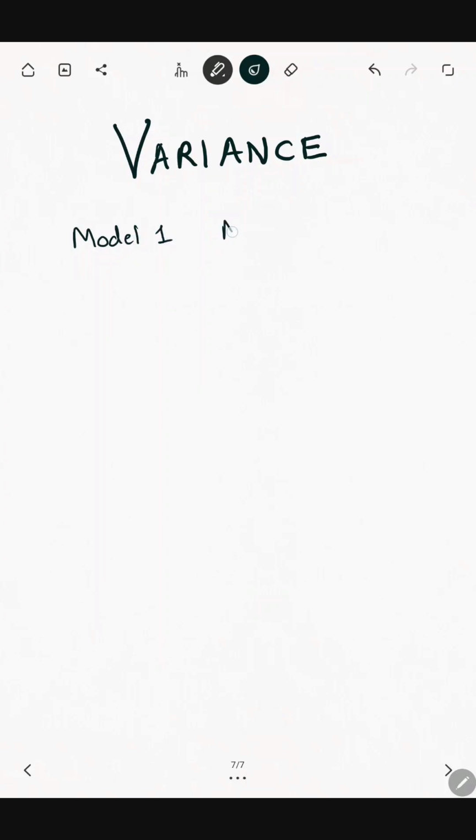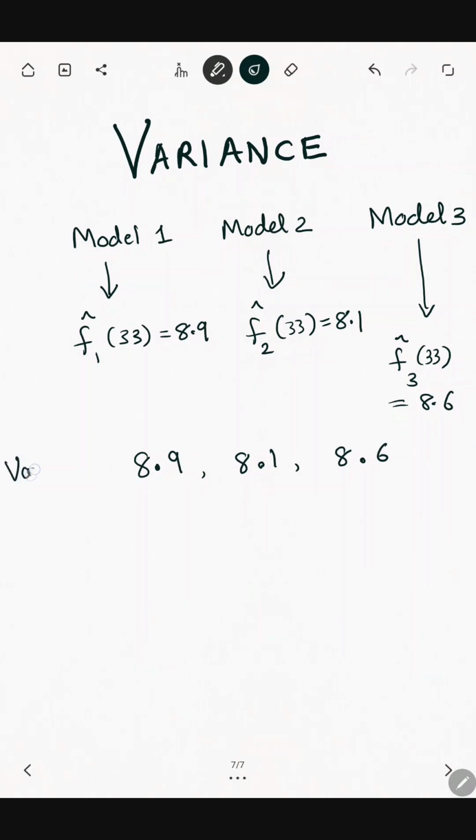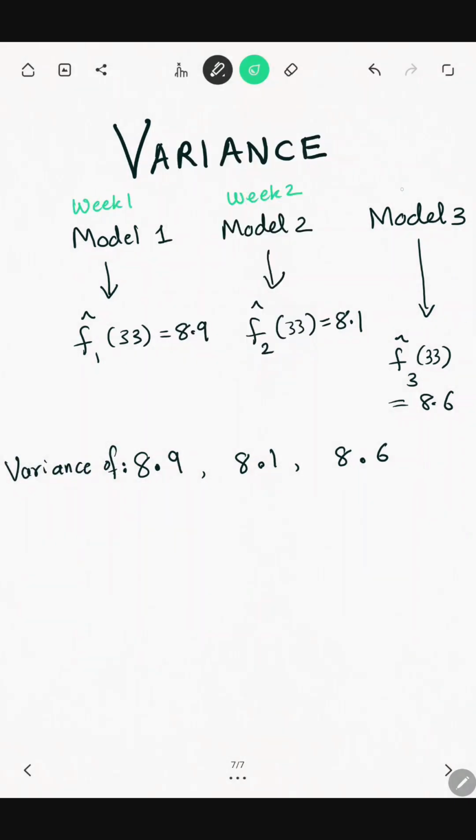Next, let's go to the concept of variance. Let's take a look at the predicted values again: 8.9, 8.1, 8.6. How much do these values vary? We trained the model based on the data from week 1, another model based on the data from week 2, and a third model based on the data of week 3. How much do the predicted values by these 3 models vary? That is the variance.